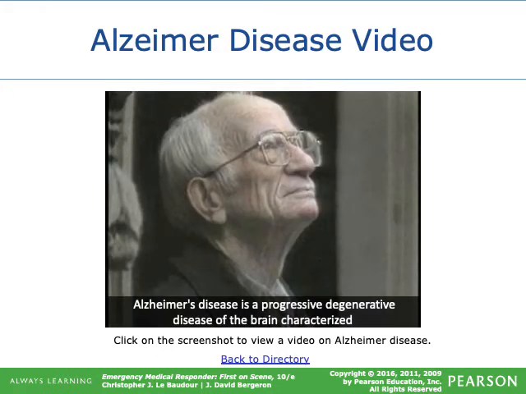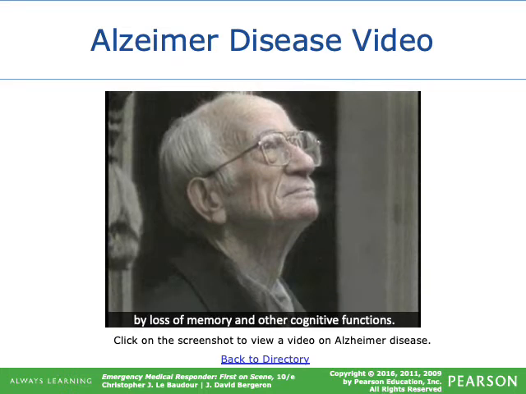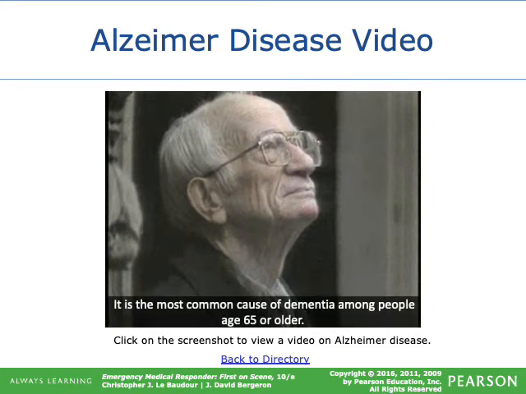Alzheimer's disease is a progressive degenerative disease of the brain, characterized by loss of memory and other cognitive functions. It is the most common cause of dementia among people aged 65 or older. The neurophysiology of this disorder consists of alterations in the cerebral cortex, senile plaques, neurofibrillary tangles, and atrophy of the cerebral cortex.